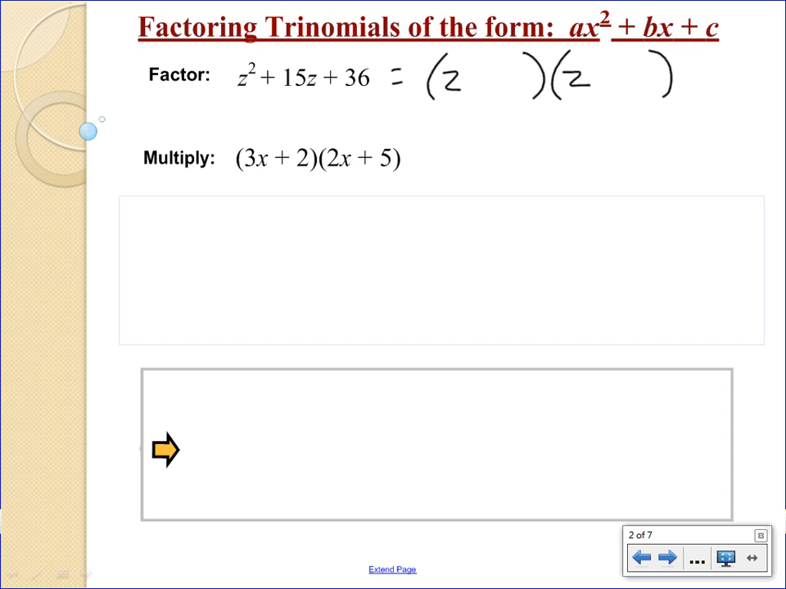And then I want to find two factors of positive 36 that give me 15. So let's see, 36, we've got 1 and 36, right? That's not going to work. 2 and 18, that's close, but not quite. 3 and 12, oh, 3 and 12, that would work perfectly. We'll place one in each. Plus 3, plus 12, and we've got our polynomial factored.